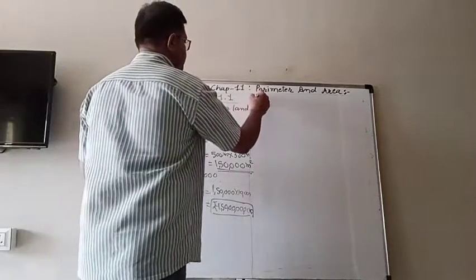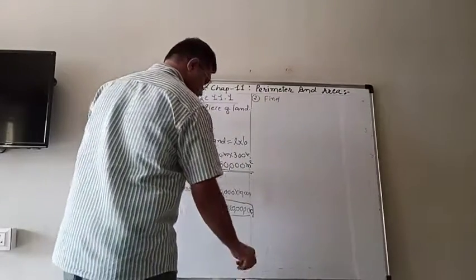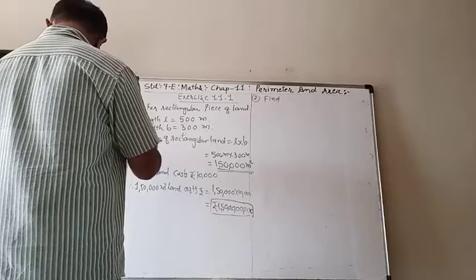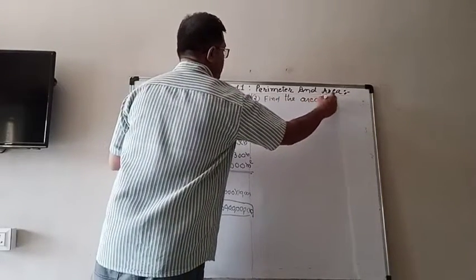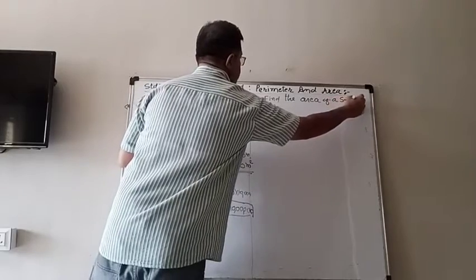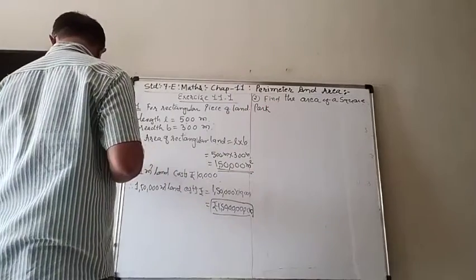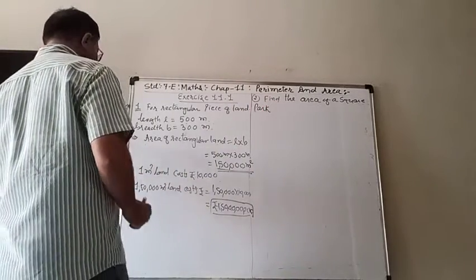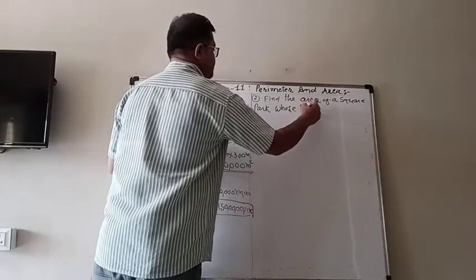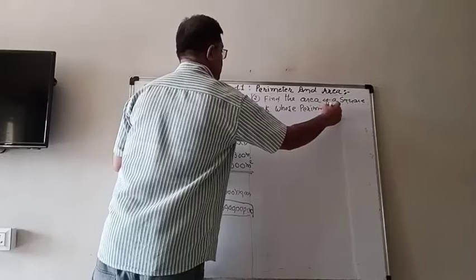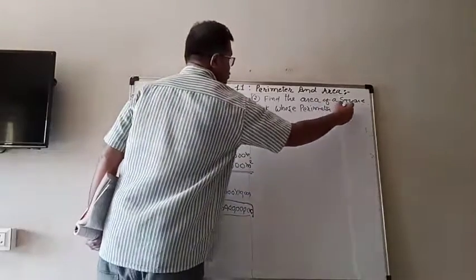Second one, find the area of a square park. The area of a square park whose perimeter is 320 meters. Whose perimeter is 320 meters.